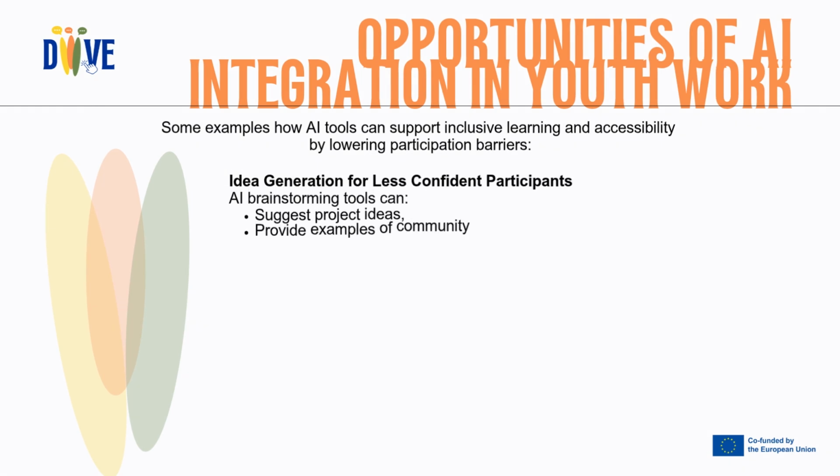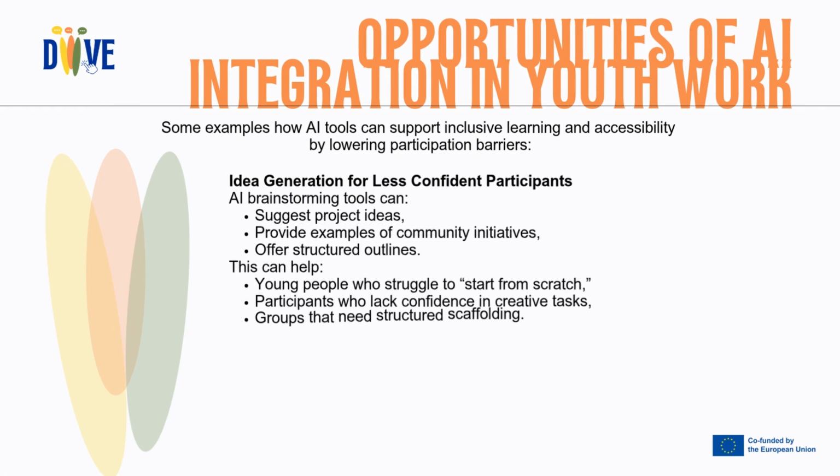Idea generation for less confident participants. Some examples: AI brainstorming tools can suggest project ideas, provide examples of community initiatives, offer structured outlines. This can help young people who struggle to start from scratch. Participants who lack confidence in creative tasks, groups that need structured scaffolding.